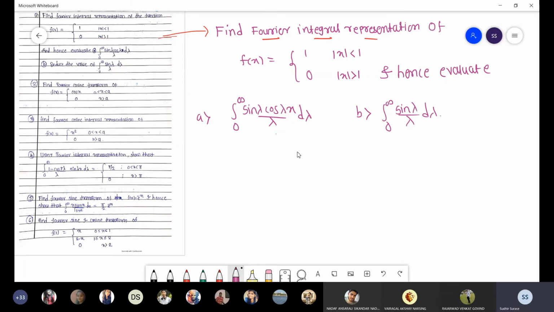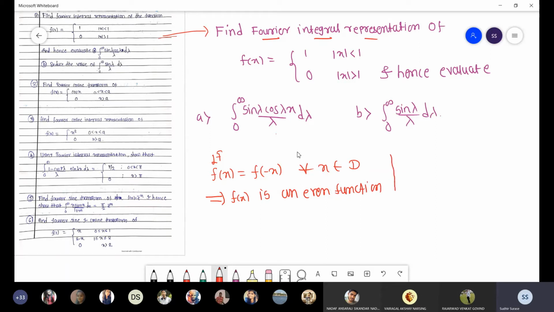So you can check by using the definition. The definition says that if f of x is equal to f of minus x for all x defined on the domain, then f of x is an even function. Let me revise the definitions. And if I have odd, f of x is equal to minus f of minus x, or you can say f of minus x is equal to minus f of x, then f of x is an odd function. Okay, that is the algebraic definition.